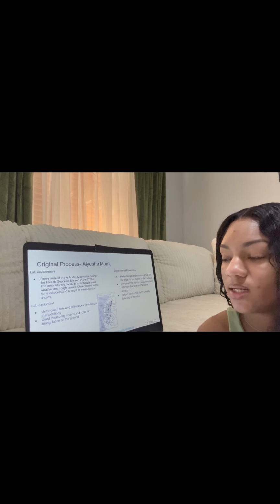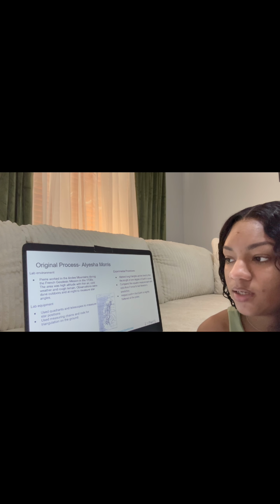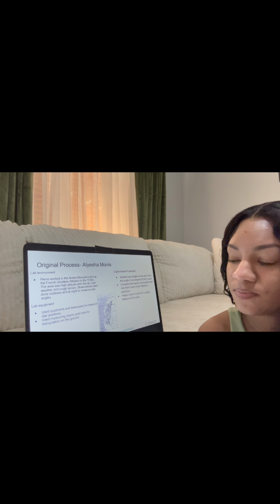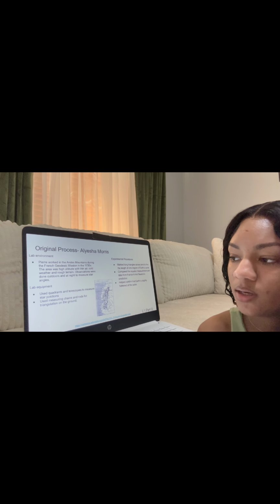For the original process, we're going to start with the lab environment. For the lab environment, Pierre worked in the Andes Mountains during the French geodesic mission in the 1730s. The area was high altitude with thin air, cold weather, and rough terrain. Observations were done outside and at night to measure star angles. For the lab equipment, he used quadrants and telescopes to measure star positions, also used measuring chains and rods for the triangulation on the ground.